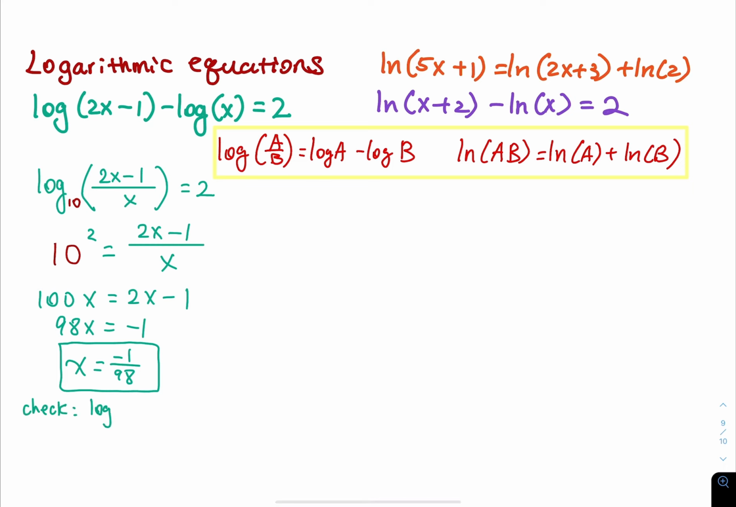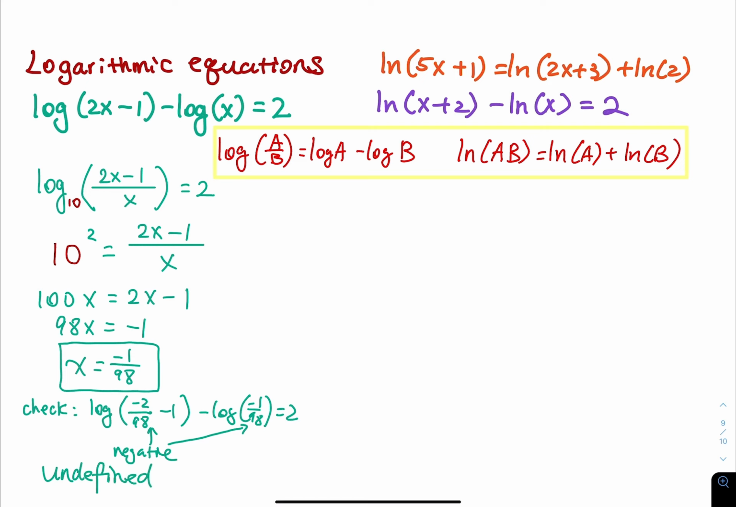So I have log, and then I can plug it in here, right? So that is negative 2 divided by 98 minus 1. And then how about the other one? Minus log of negative 1 over 98 equals 2. So this is negative, and this is also negative. Is log of a negative defined? The answer is no. They are undefined. So even though we did all the algebra, we reach a conclusion that doesn't work, and this is called an extraneous solution.